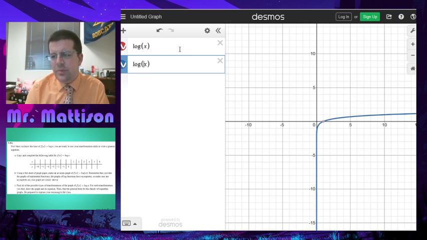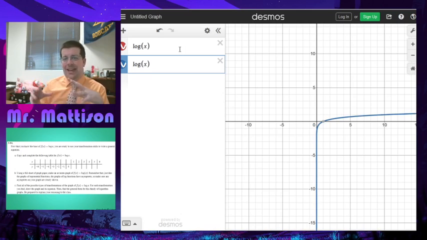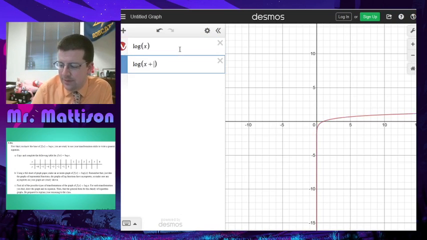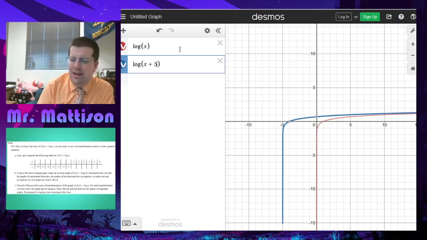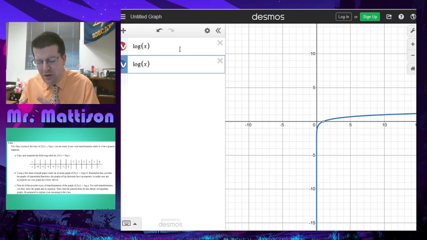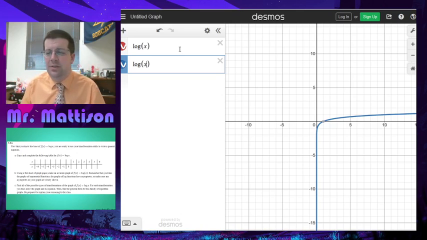So a general rule to keep in mind: if it's happening to the x, it's going to be a horizontal change. Happening to the outside, that's a vertical change. Also, the things that happen on your x are going to be the opposite of what you would naturally think. For instance, times 2, it's being halved. If I do plus 5, it's actually going left 5, not right 5. So all those inner parts are the opposite of what you would think, but just keep in mind that x's are all horizontal, outsides are always vertical.